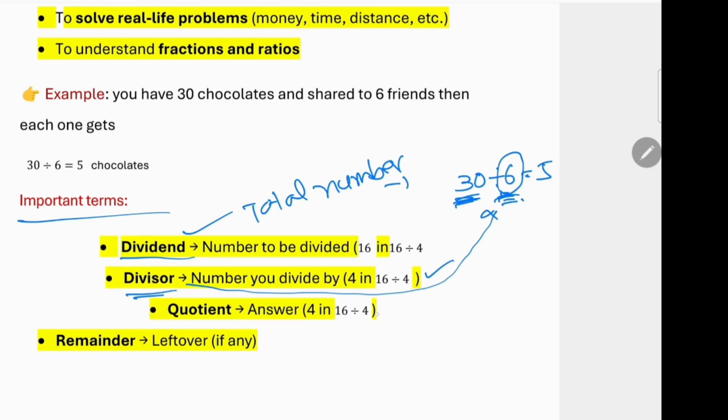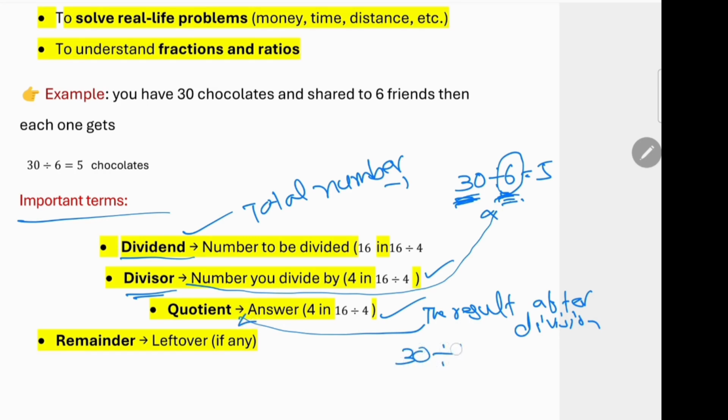And the third one, coefficient. That means the answer, the result after division. The result after division is called coefficient. For example, 30 divided by 6 is equal to 5. Here 5 is the coefficient. It tells how many in each group.